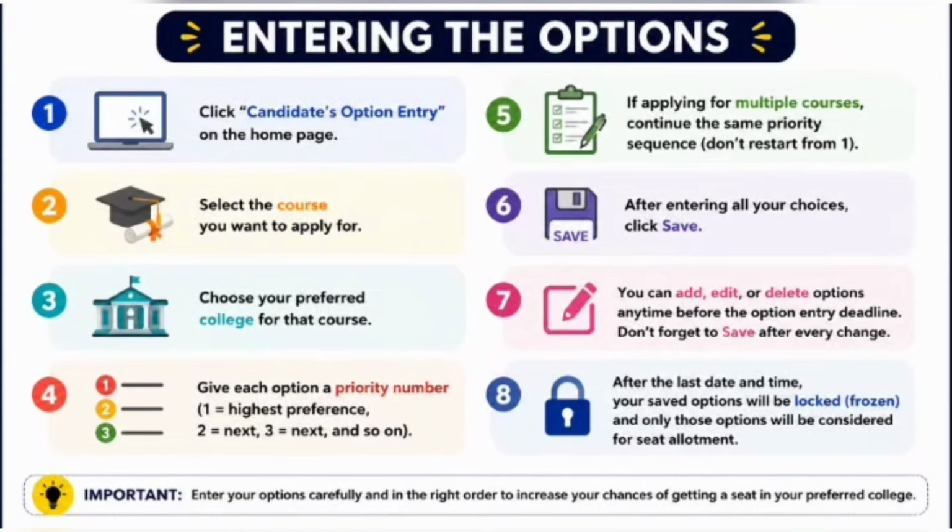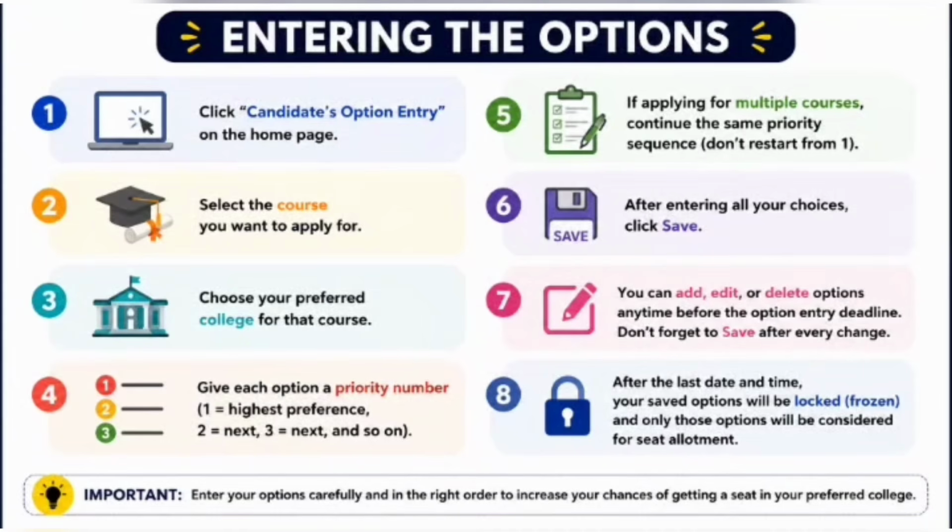First, you need to click on the candidate option entry homepage. Then select the course you want to apply for. For example, say you are targeting RV College of Engineering. All the courses you want to select, you should select in priority. Choose your preferred college for that course first. I hope you have already prepared the list of what you are targeting, so you need to follow the same order. Then give each option a priority. Number one is the highest preference. One should be computer science engineering, second artificial intelligence, third data science, like that. So the priority should be 1, 2, 3, 4, like that.